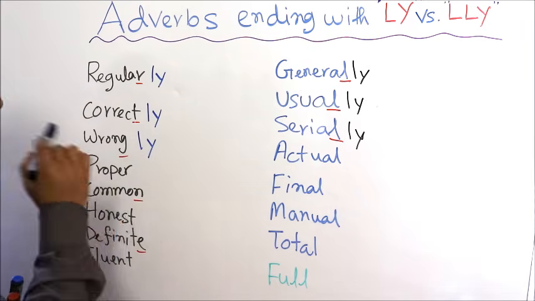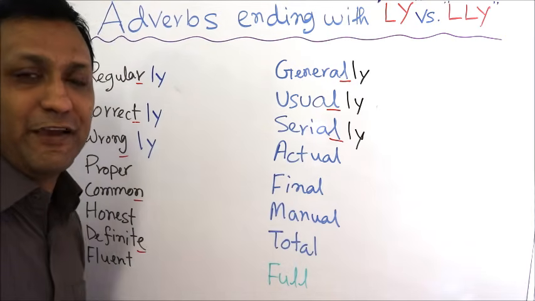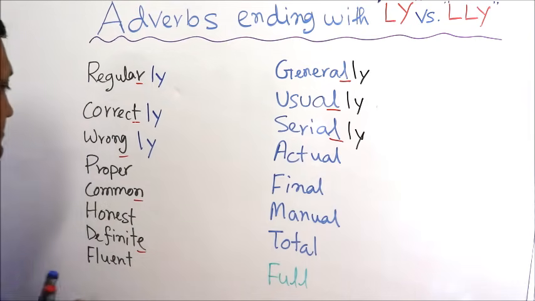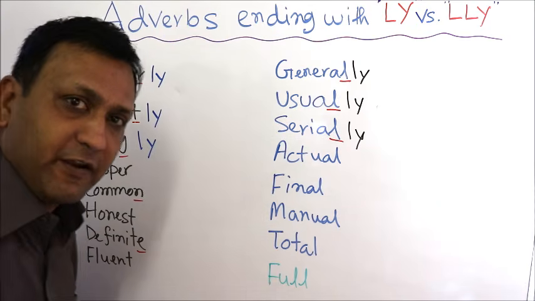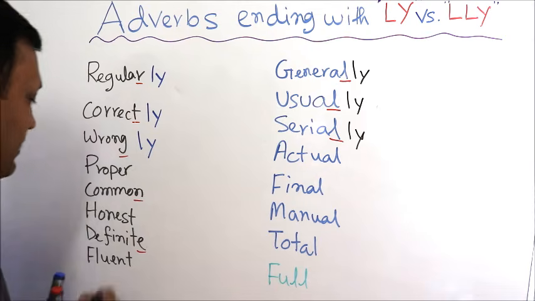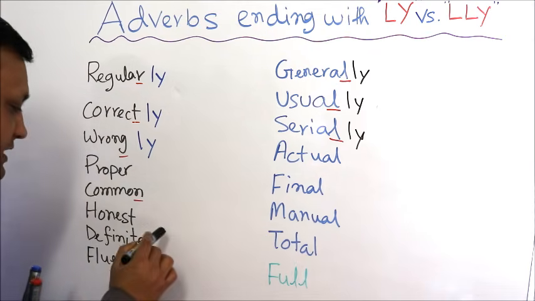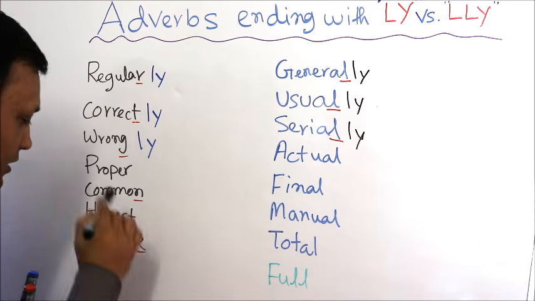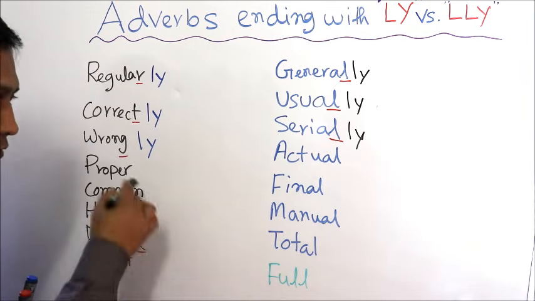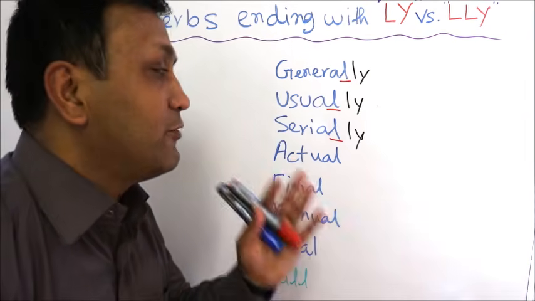Similarly, proper, properly, final, finally, actual, actually. I have said in this lecture many times, actually. So you say double LY. Then common, how do you say, friends? You tell me. Commonly, okay? Manual, manually. Honest, honestly. Total, totally. Definite, definitely. Okay? Fluent, fluently. Simply one L with each of them here on this side. And here also one L, but when you say actually, double L.